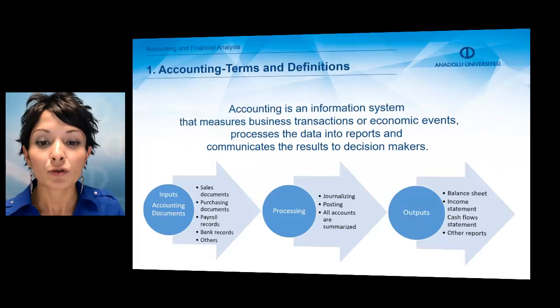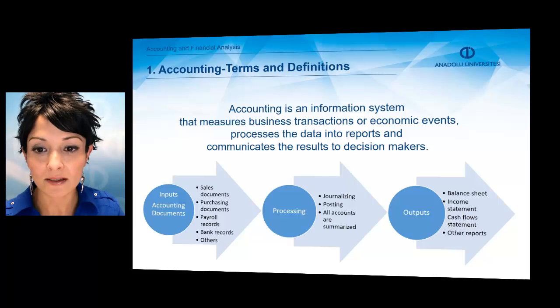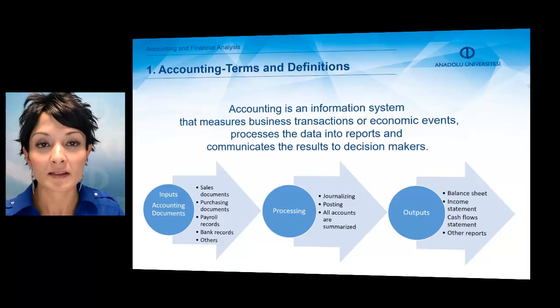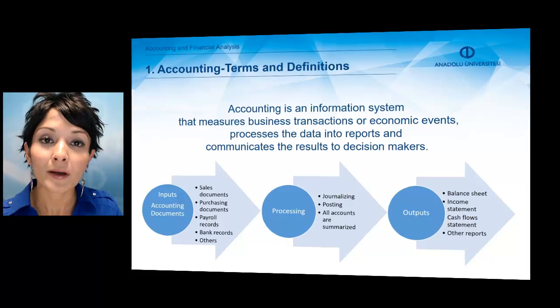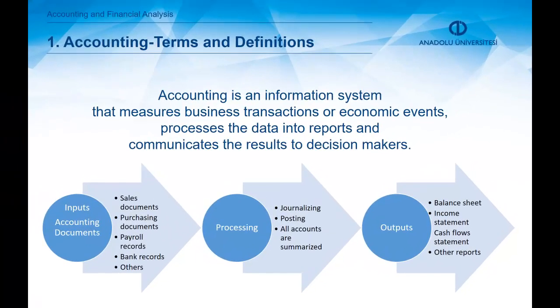Throughout this chapter, you will study how financial accounting functions within business entities. However, before beginning the study of accounting, you need to know and understand some basic terms of accounting. We can define accounting like this. Accounting is an information system that measures business transactions or economic events, processes the data into reports, and communicates the results to decision makers. Accounting consists of three basic activities: identifying, recording, and communicating.